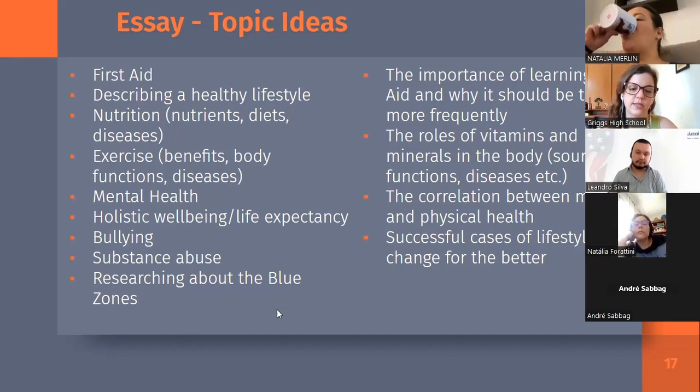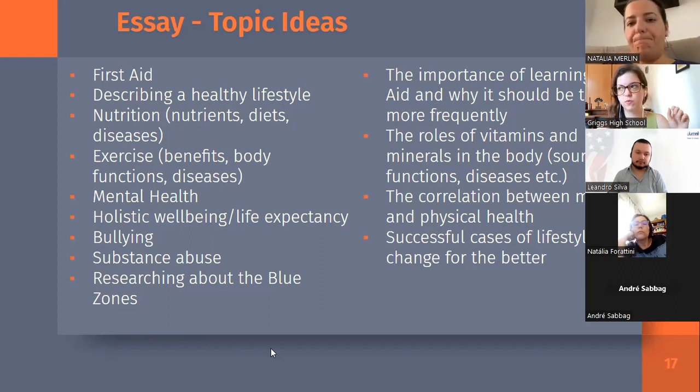And I like to use this as a topic because then the students can research one of the places, or they can research the diet throughout all of these places. They like to understand why people in these places live longer.